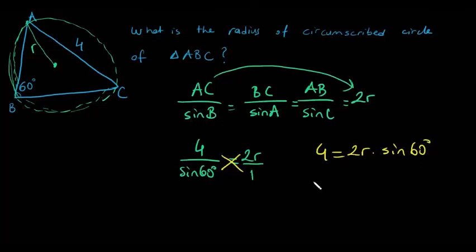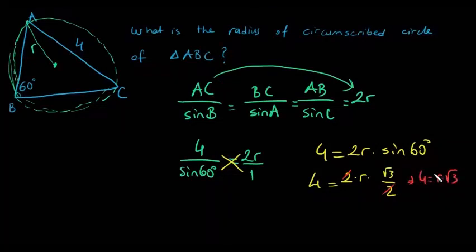What is sine of 60? It is root 3 over 2. In the previous example, we found it. So 2 times R times root 3 over 2. And these 2s cancel out. So we have 4 is equal to R times root 3.